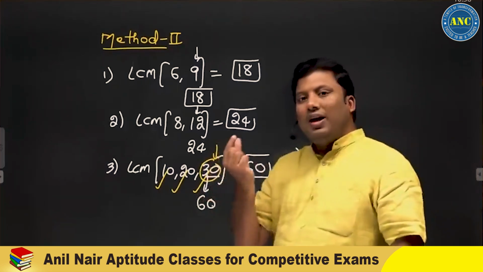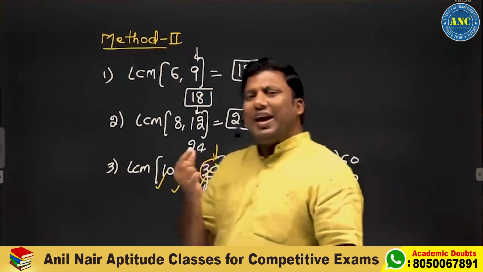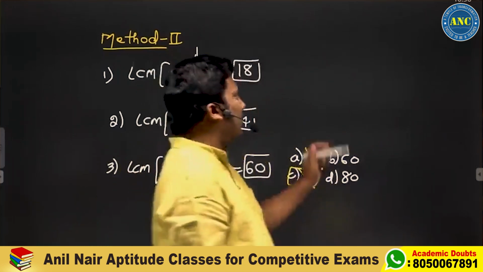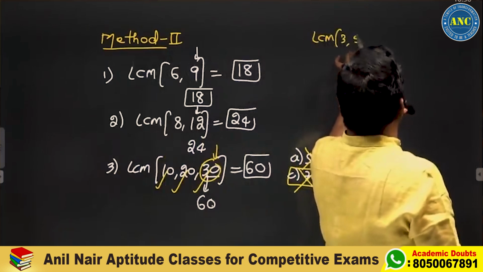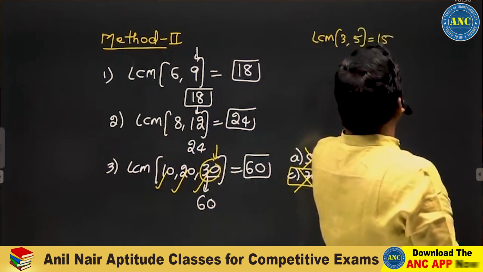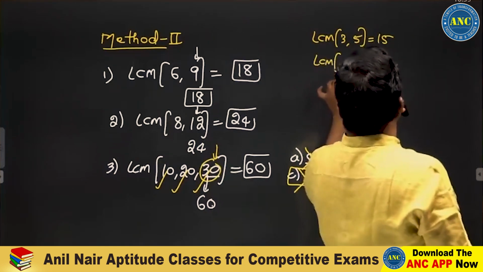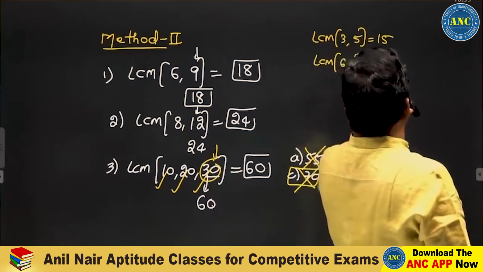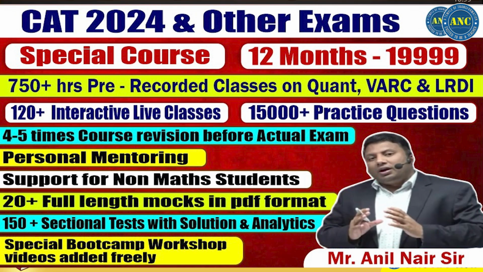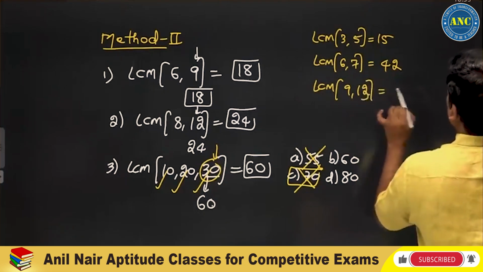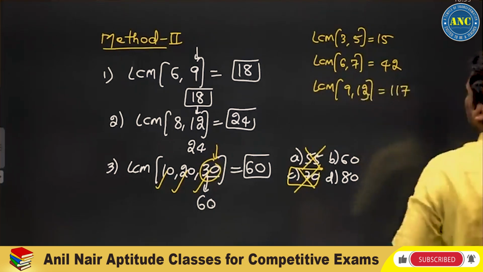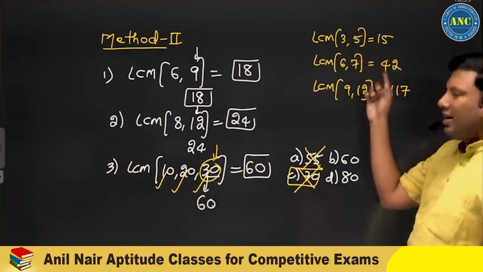30. One input value is a multiple of 3. Take an LCM of any number with 3. LCM of 3, 5 is 15. LCM of 6, 7, smaller numbers I am taking, is 42. LCM of 9, 13, let us take, is 117. I'll tell you how I directly wrote it.